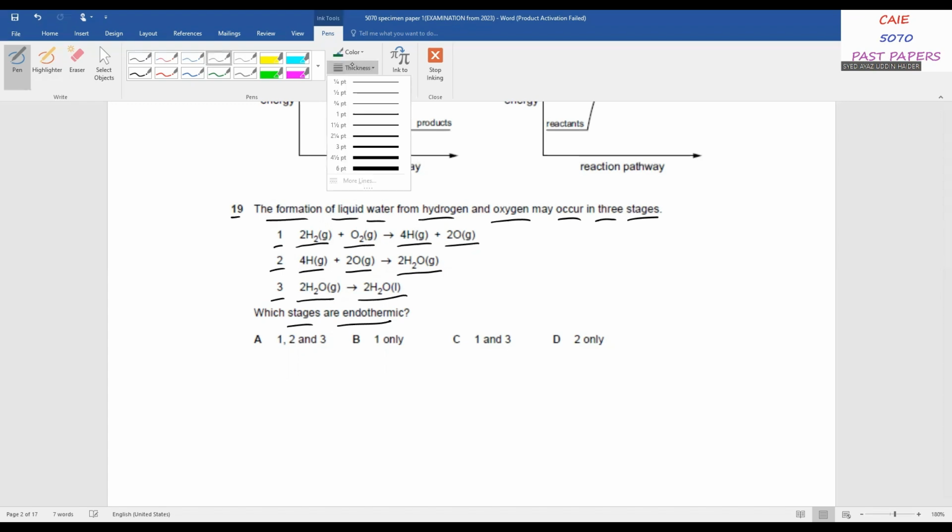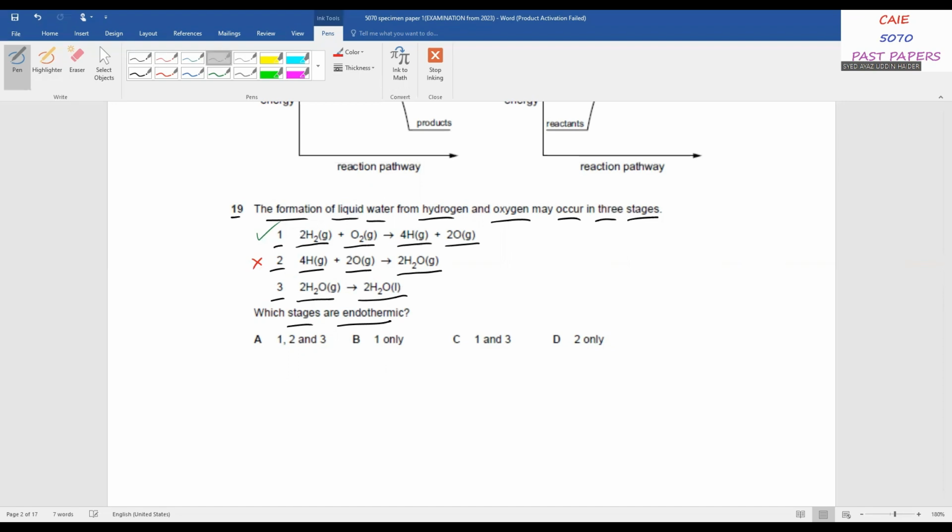In the first one, H2 and O2 are broken down to produce 4H and 2O, and this is an endothermic process, so this is correct. Number 2, 4H plus 2O gives 2H2O. This is combination reaction, so this can't be endothermic.